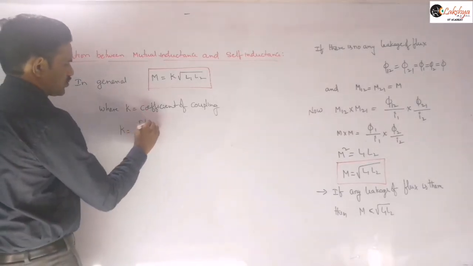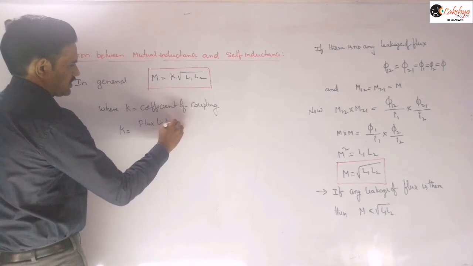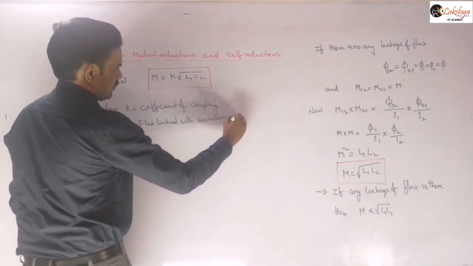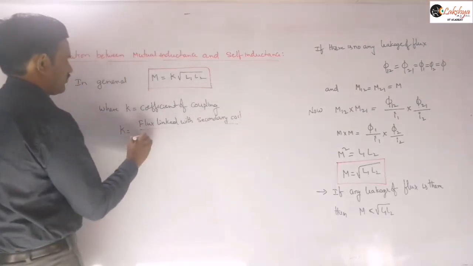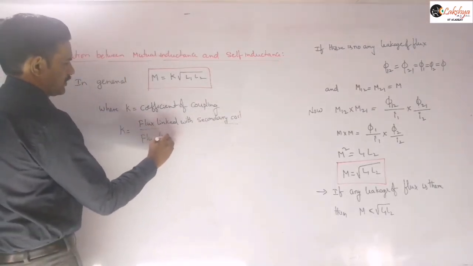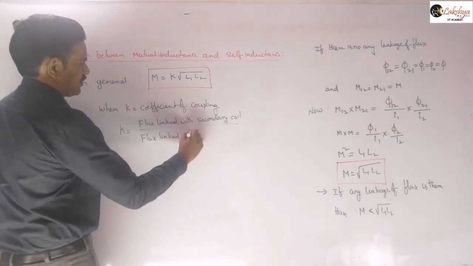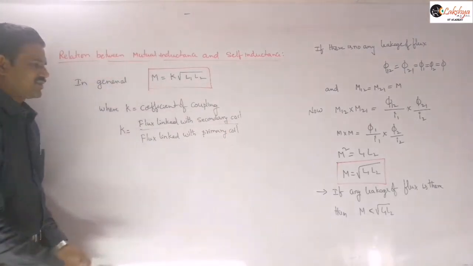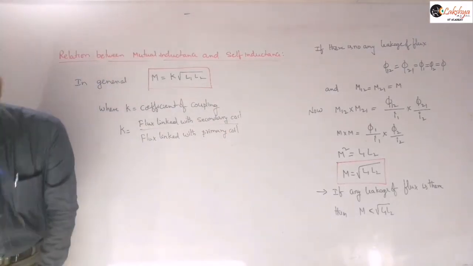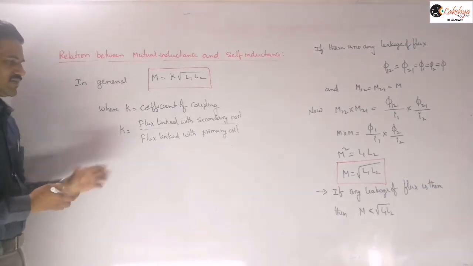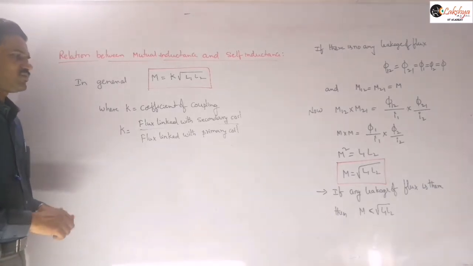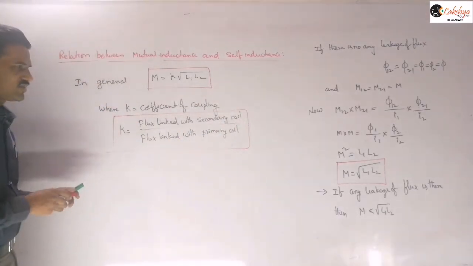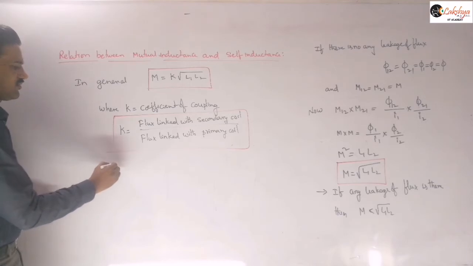So this is the ratio of flux linked with the secondary coil to that of flux linked with the primary coil. So that ratio is nothing but what we call the coefficient of coupling. So this is the definition: the ratio of flux linked with the secondary coil to that of flux linked with the primary coil is what we call the coefficient of coupling.